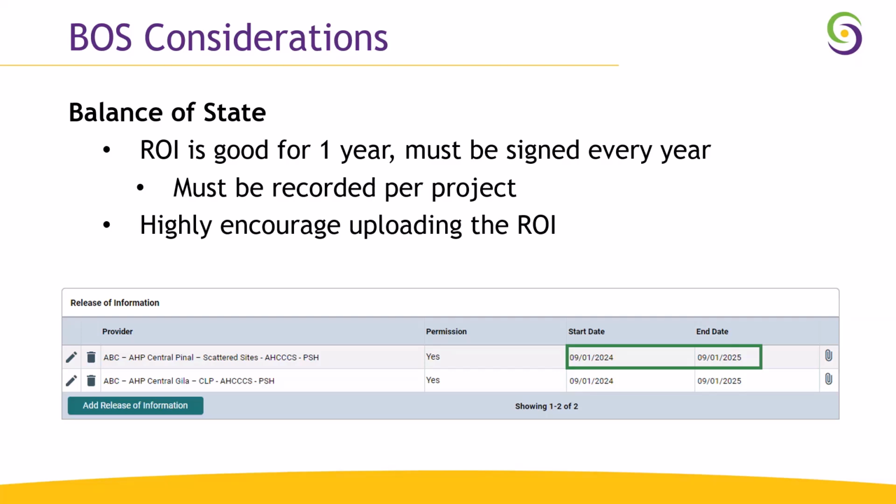So in the bottom picture, we see that they're the same agency, we're calling it ABC, and they have two separate projects. One ROI will not cover both projects. So if you want the data to share from project number 1, you'll have to have an ROI to show project number 1 is sharing data from 9/1 to 9/1 over the course of a year. And if you also want data to share entered from project 2, you must also enter an ROI for project 2, again showing the dates 9/1 to 9/1, 2024 to 2025 in this case.